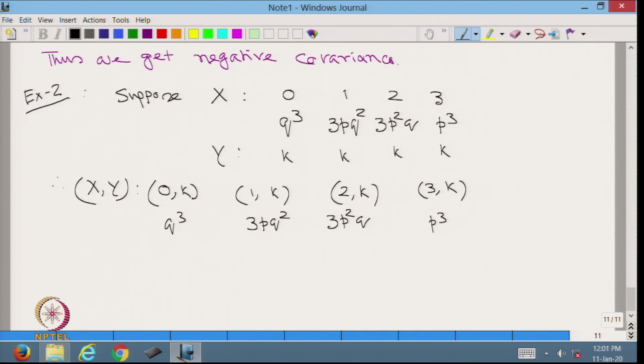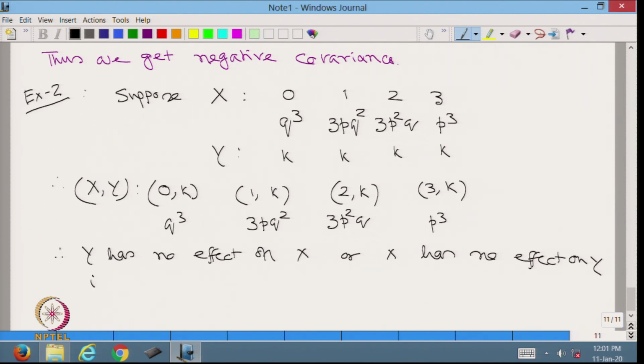What does it mean? That means that y has no effect on x or x has no effect on y, that is they are independent.